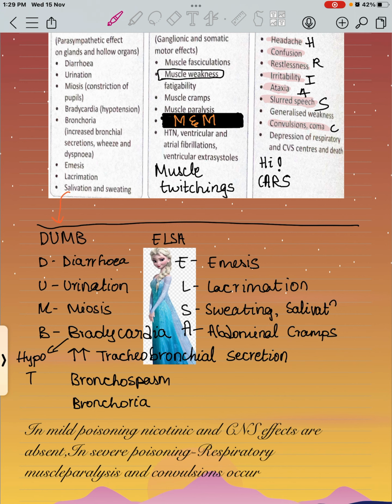The abbreviation for DUMB is D for diarrhea, U for urination, M for miosis, and B for bradycardia. Due to bradycardia, hypotension can be seen, along with increased tracheobronchial secretion, bronchospasm, and bronchorrhea. We can remember all these things by remembering the B of DUMB.